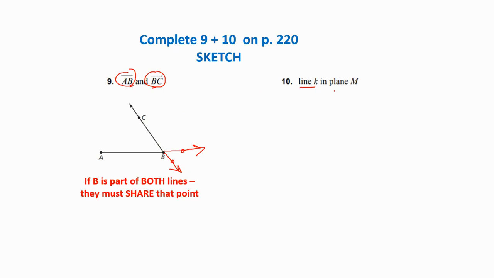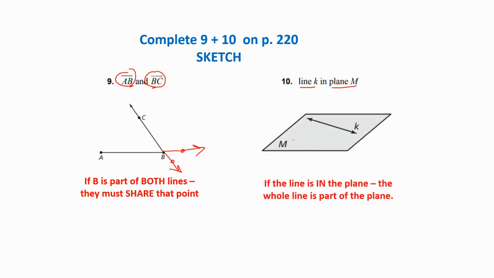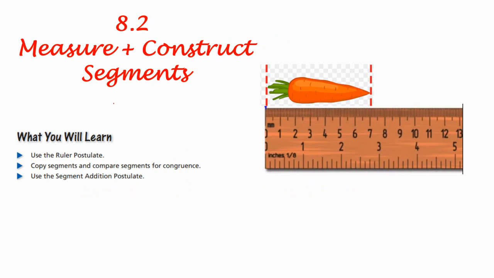How about line K in plane M? Well, here we just draw a plane, labeled M, and we put the line on the plane. If the line is in the plane, then the whole line is part of the plane. We're going to carry on to chapter 8, lesson 2 with this lesson. So follow along, continue to follow along.